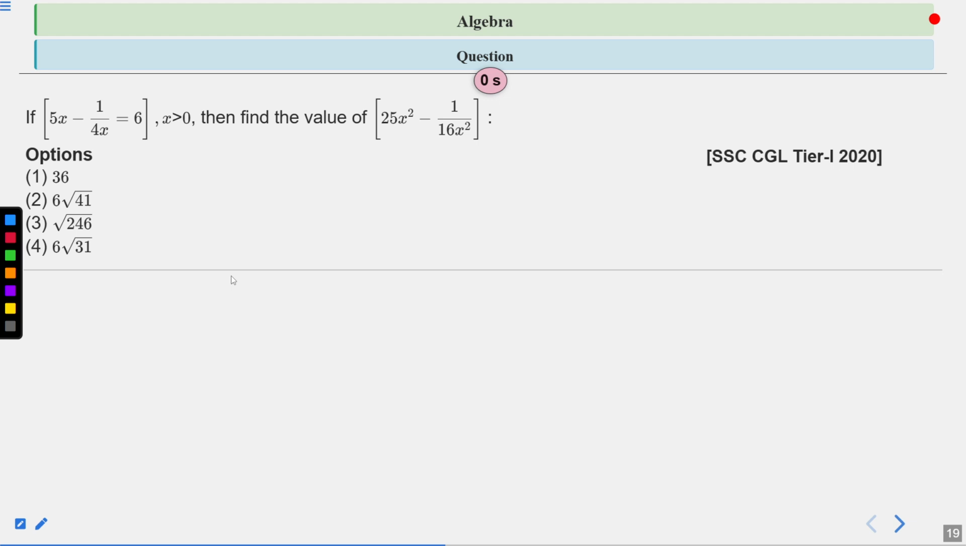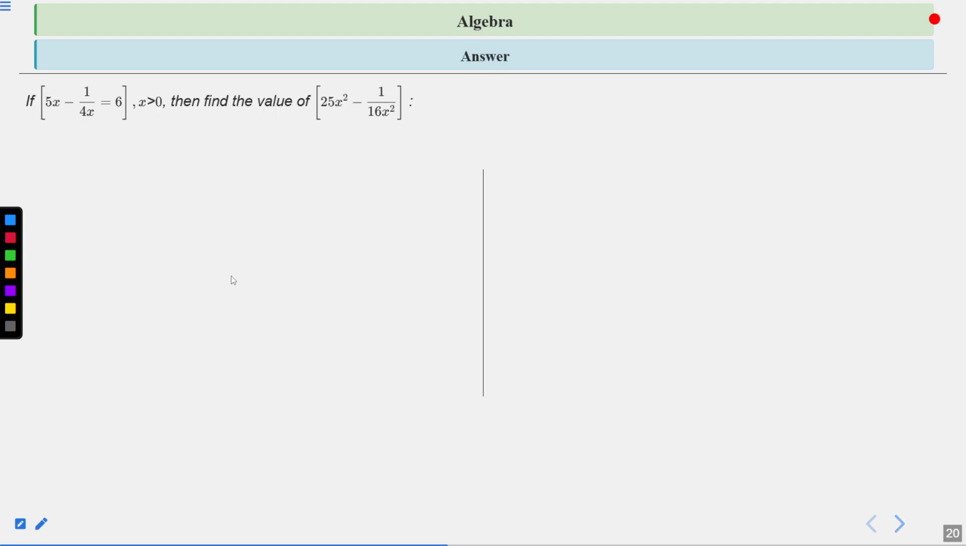Now time's up. Let's see the solution of this question. The question says that 5x minus 1 upon 4x equals 6, where x is greater than 0. We need to calculate the value of 25x square minus 1 upon 16x square. We can say that this is 5x whole square minus 1 upon 4x whole square. The correct answer of this question is the second one, which is 6 under root 41. Now see the detailed solution using concept 19.1.8.